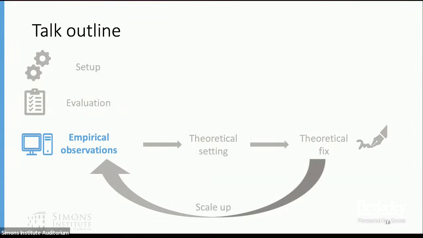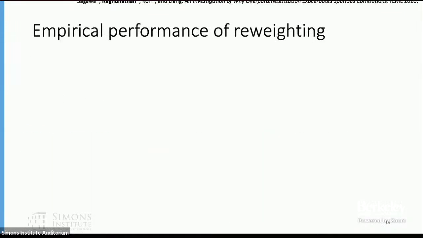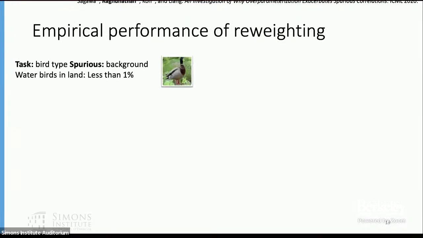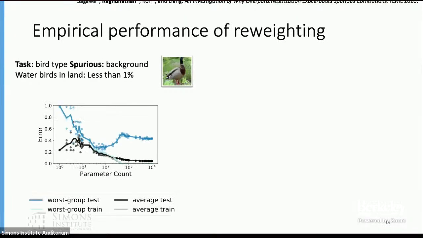Okay, so with that setting, we can look at what happens when we actually try to train these models with this reweighting. This is the same bird example from before. So this is the visualization of the performance as you increase the size of the models. So the parameter count is basically the size of the models. So I'll walk through all these lines.